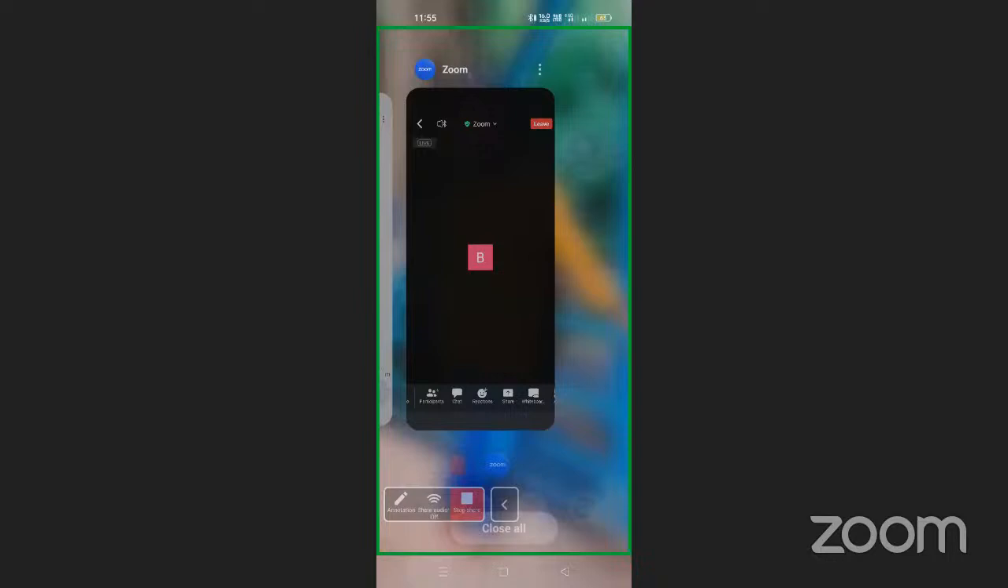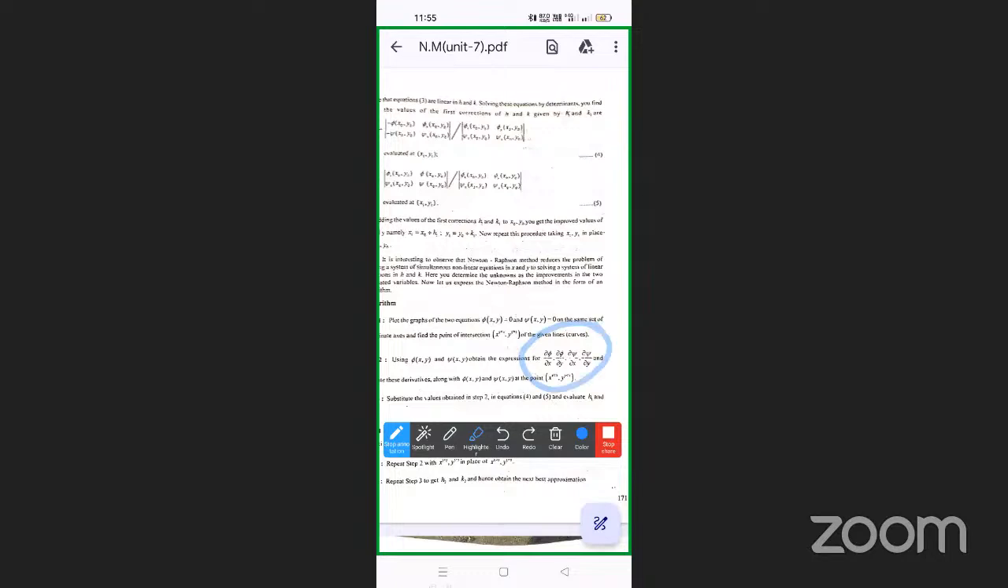So phi of x naught plus h comma y naught plus k is equal to 0. Similarly, psi of x naught plus h comma y naught plus k is equal to 0. Differentiate with respect to x and y. So we get dou phi by dou x, dou phi by dou y, dou psi by dou x, dou psi by dou y. These are the first order derivatives of phi and psi with respect to x and y.